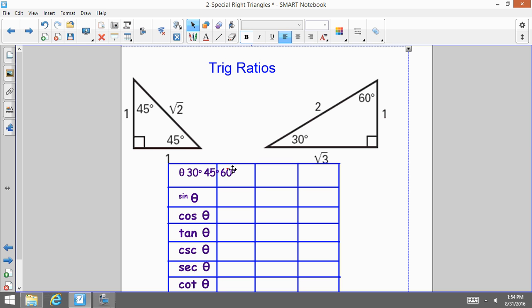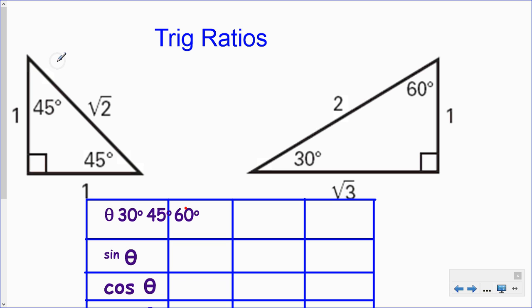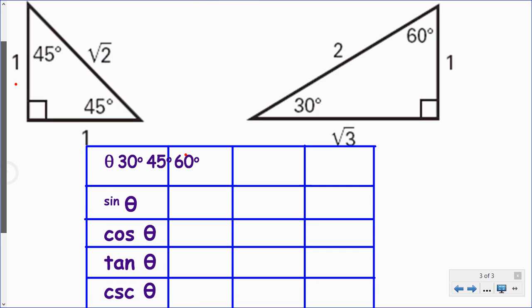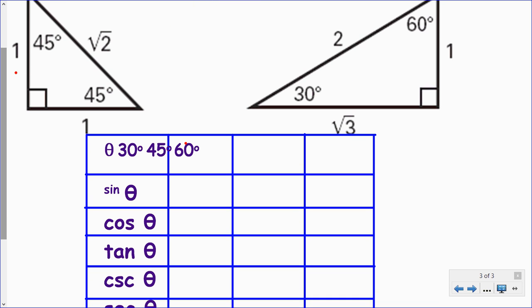That's okay. I'm just going to go back to full screen. Okay. All right, so basically we want to fill in this chart and we want to find the trig ratios for all of these angles. Okay, so this just got moved over, but this should be 30 degrees, 45 degrees, and 60 degrees. Hopefully it looks like that on the paper.